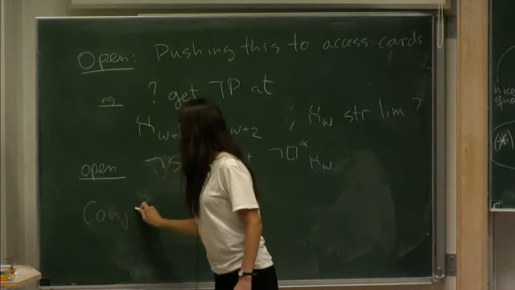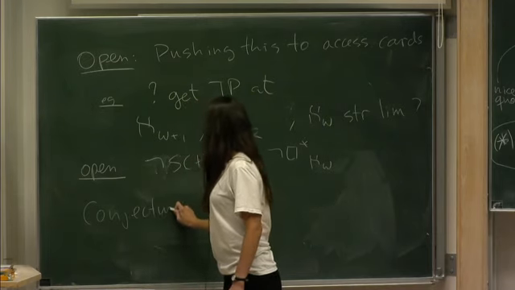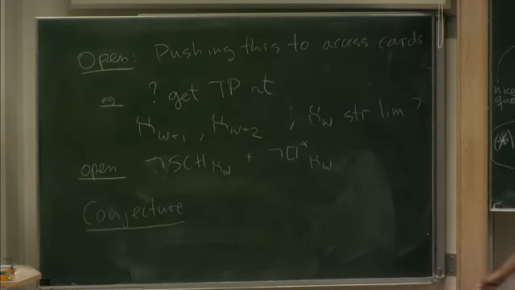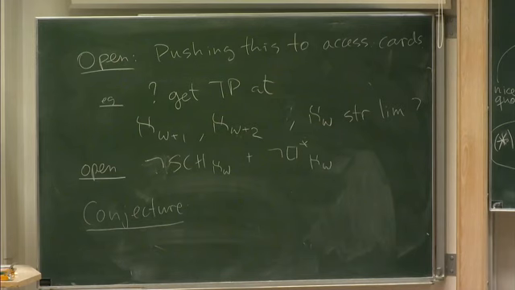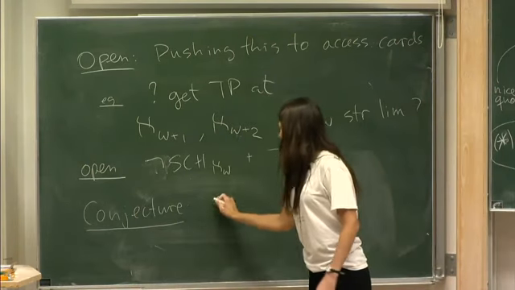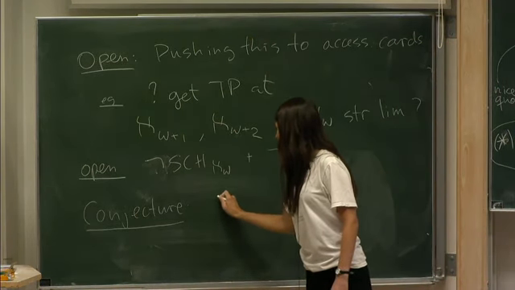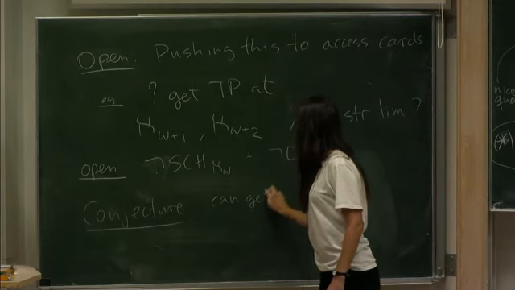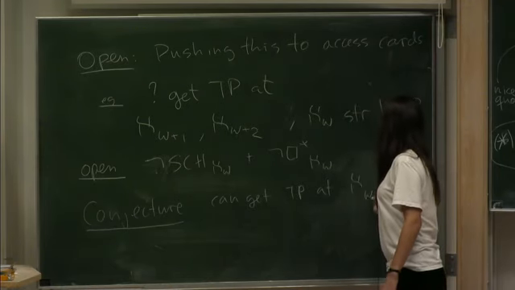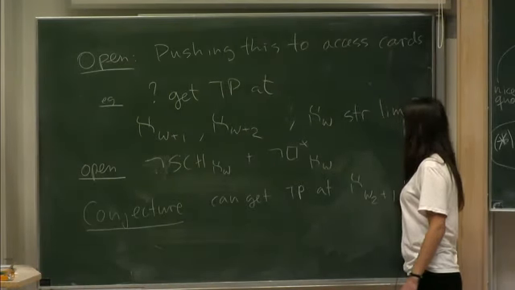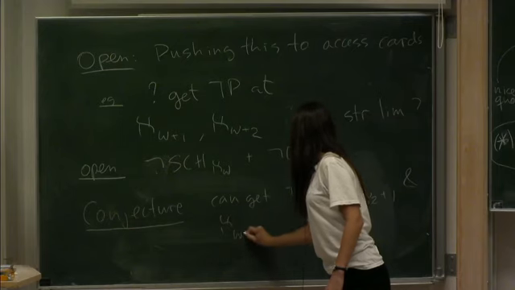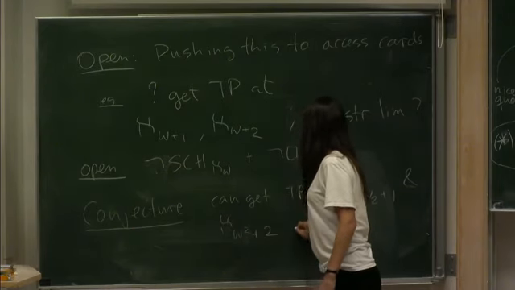Okay? But what I am reasonably optimistic at this point can be done, and Spencer and I are actually working on this, is to push this result to Aleph omega squared. So conjecture: we can get TP at Aleph omega squared plus 1 and Aleph omega squared plus 2, with Aleph omega squared a strong limit.